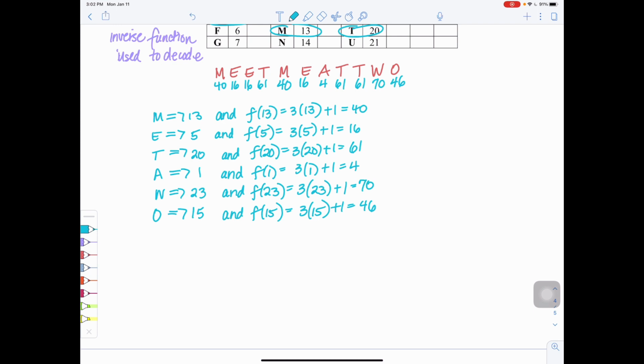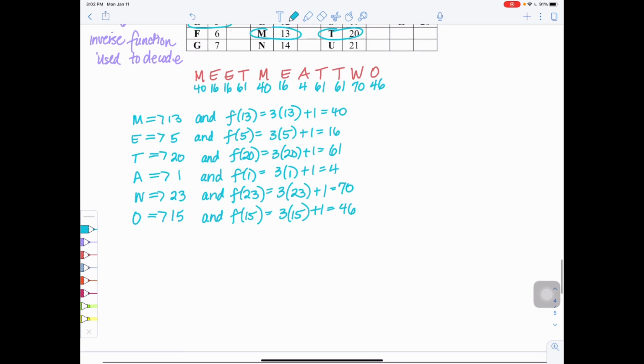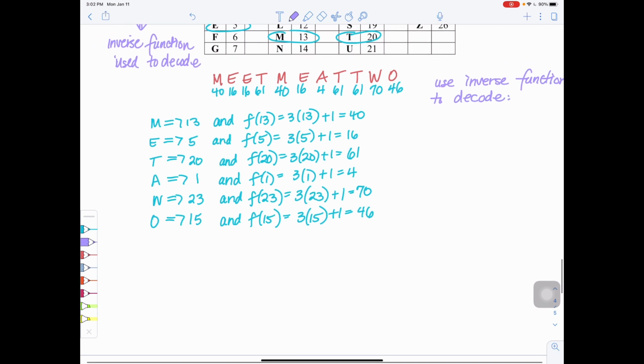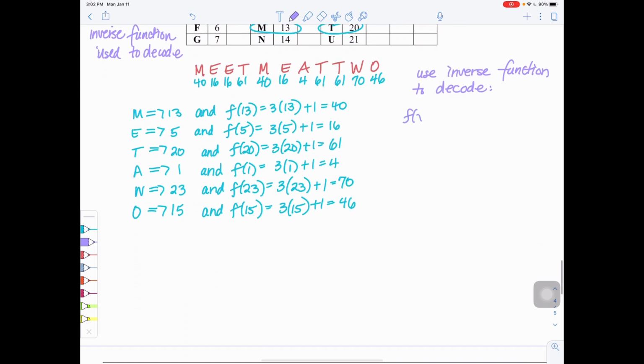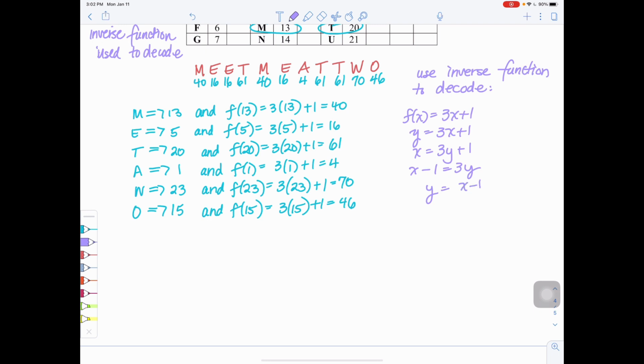But let me show how we could use the inverse function to decode. We have f of x equals 3x plus 1. Let f of x be y. Interchange x and y, and now solve for y. And that's f inverse.